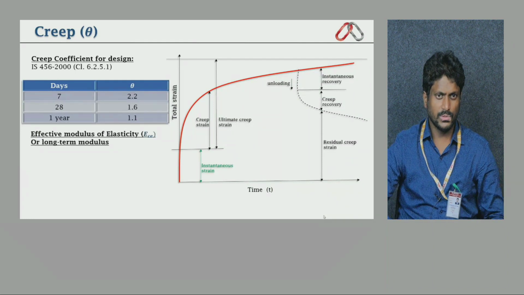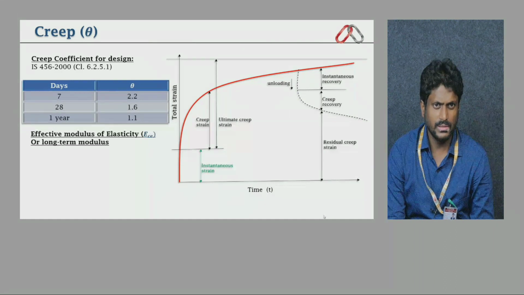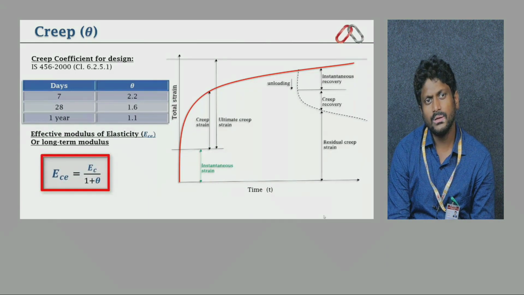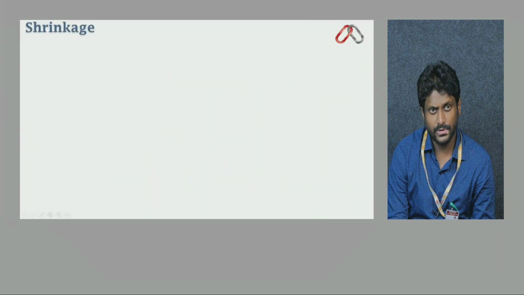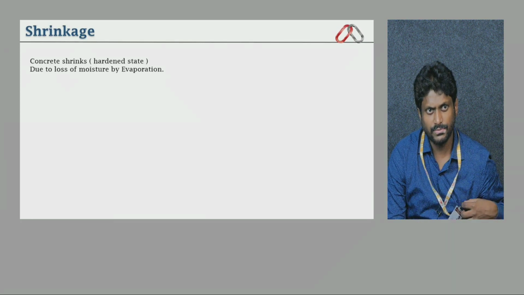The effective modulus of elasticity, Ec, or long-term modulus, is the main thing when you consider the creep. So a formula is given in the code book on how to find out the creep strain. That means long-term deflection, if you want to find out. Then shrinkage, this is also long-term deflection.